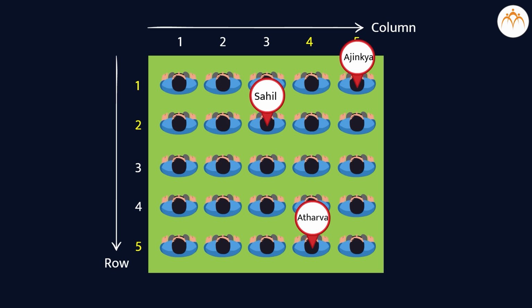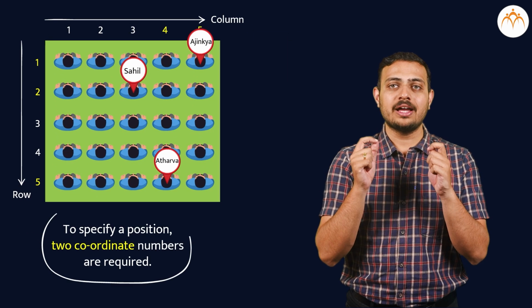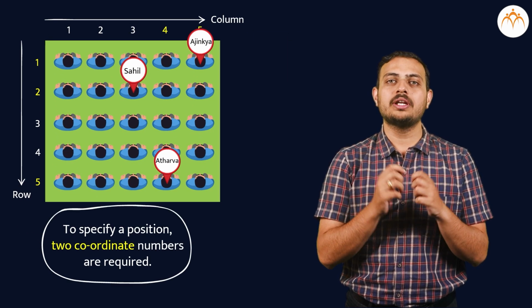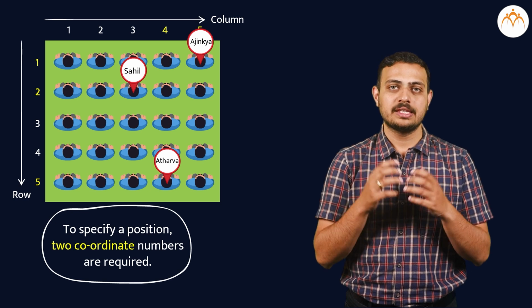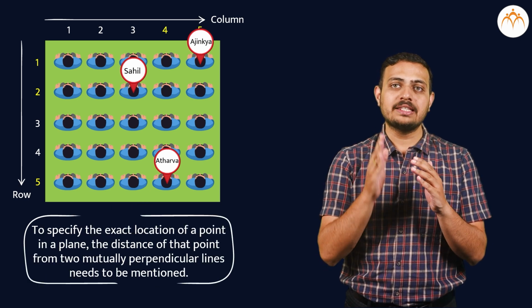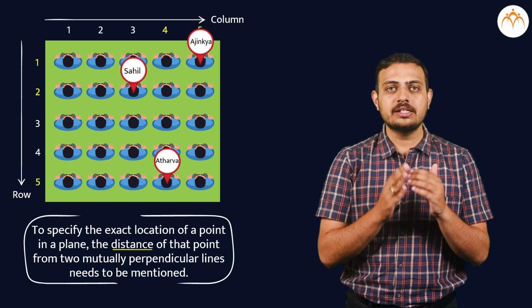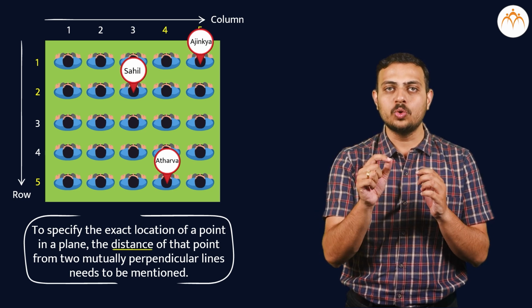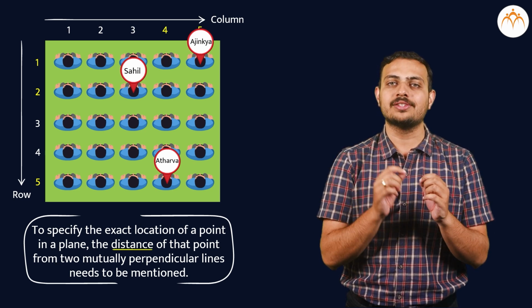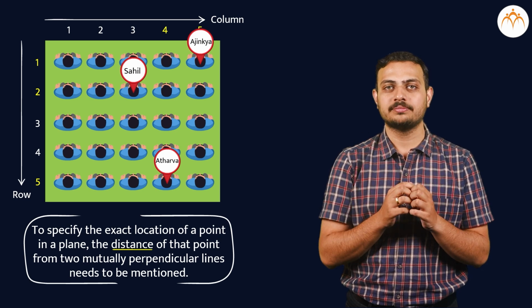This means to specify a position, 2 coordinate numbers are required. Similarly, to specify the exact location of a point in a plane, the distance of that point from 2 mutually perpendicular lines needs to be mentioned.